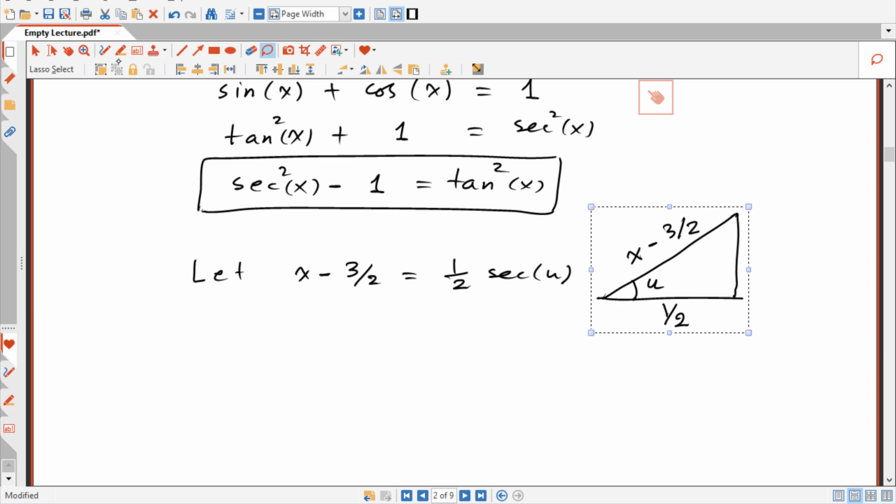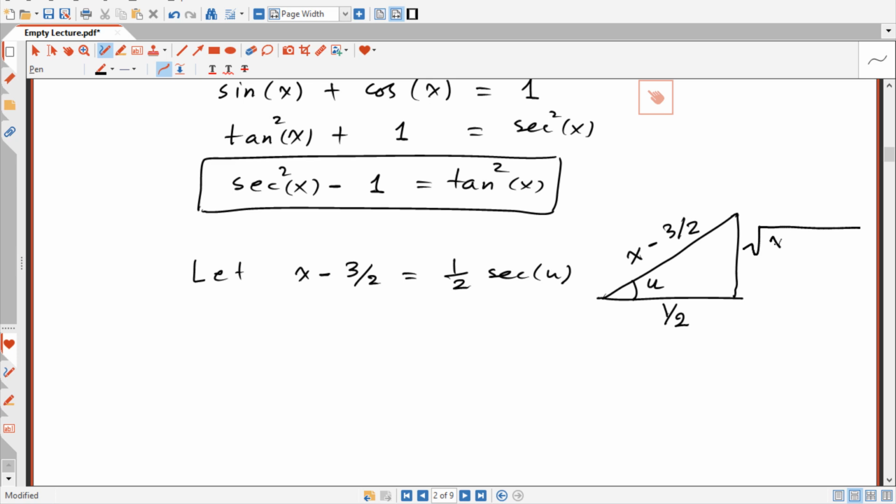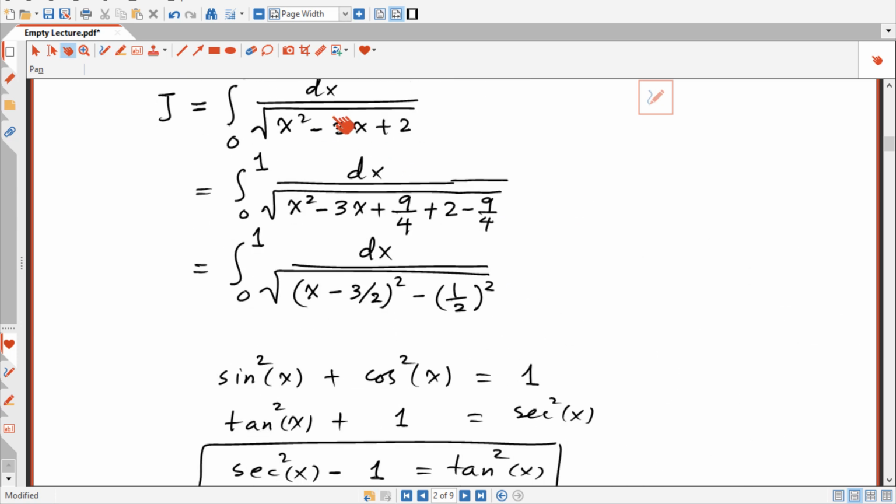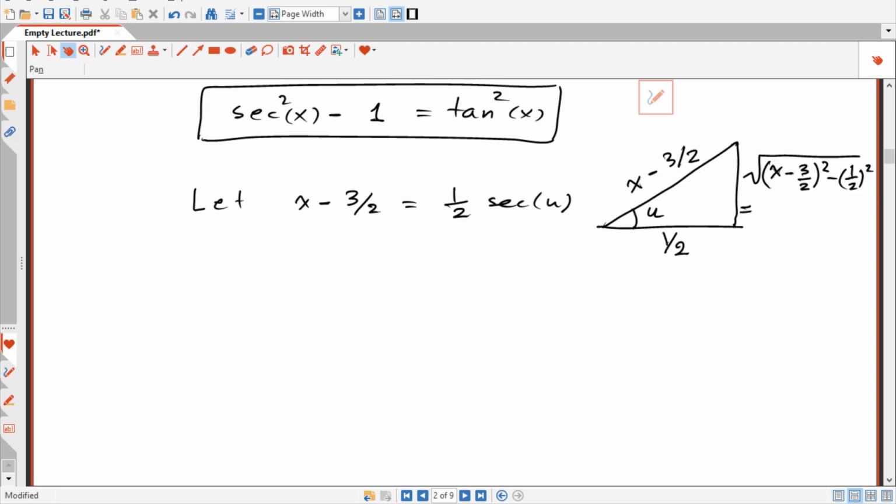So the opposite term here is equal to the square root of x minus 3 by 2 all squared, the hypotenuse squared, minus the adjacent squared, that's minus 1/2 squared. And if we notice, this term is exactly the square root term here. So I will write that down: that's equal to the square root of x squared minus 3x plus 2.